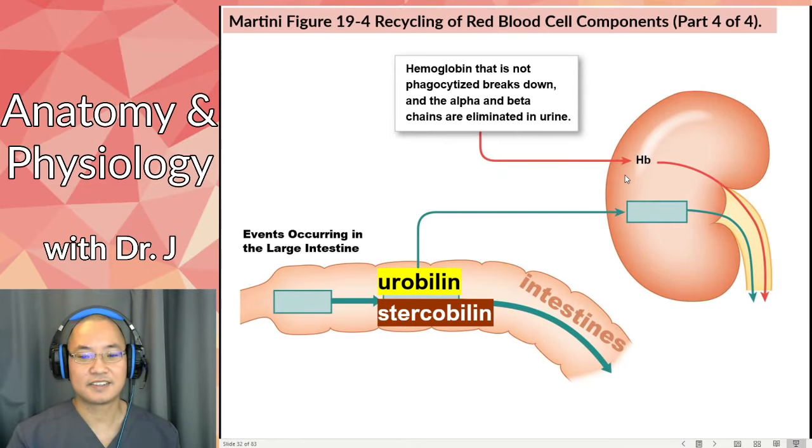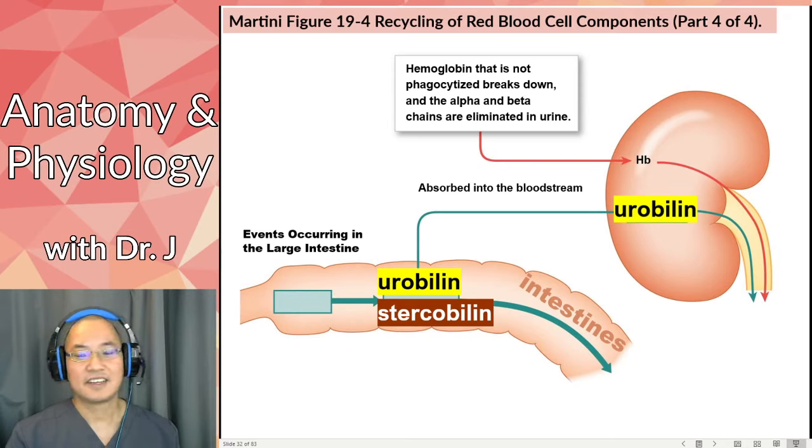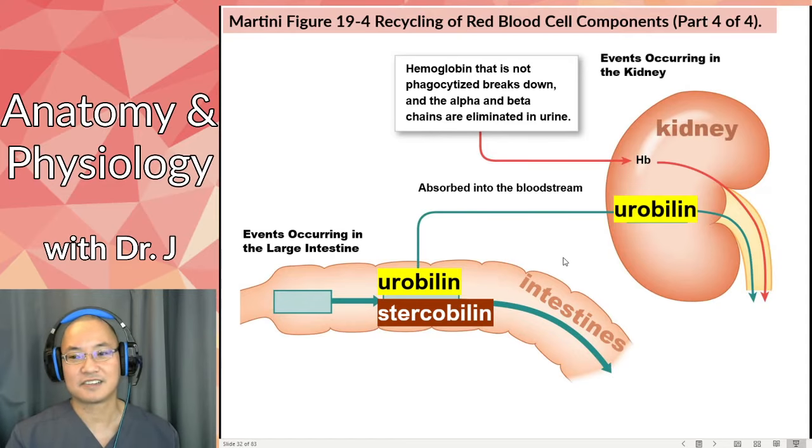Now, here is urobilin, and what's going to happen? It's going to be absorbed into the bloodstream and end up in your kidneys. And what's one major function of your kidneys? Your kidneys make urine, right? And what color is urine? Urine typically has a yellow color, right? And urobilin, this is why it's also called urochrome. It pigments your urine and causes the yellow color. And this is what the kidney does.